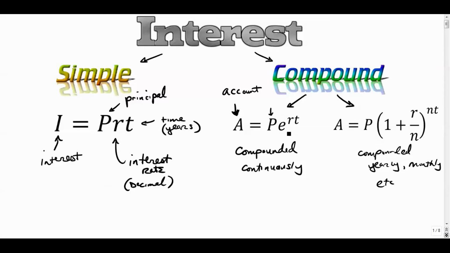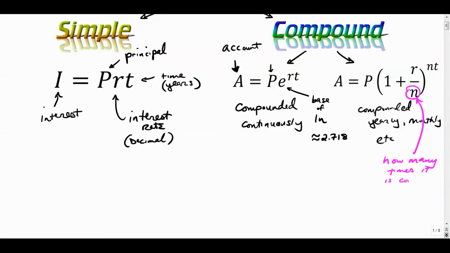P is principal. E is, as you know, the base of the natural log. So that's roughly 2.718. R and T are rate and time, and same thing over here. The only thing that you'll see over here is this N value. And this N value is how many times the account is compounding. How many times it is compounding yearly.